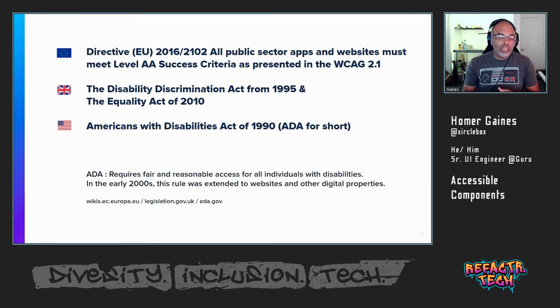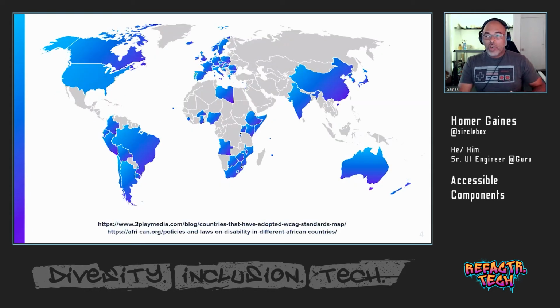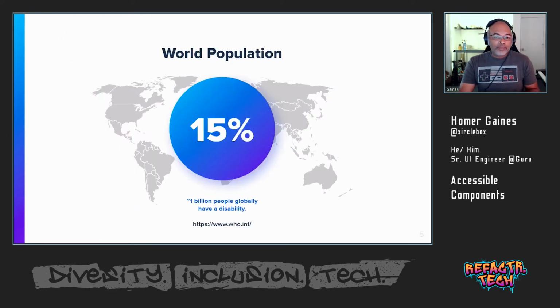We have laws and regulations in roughly 70 countries around the globe that require properties, whether private or government, to have some level of accessibility programmed into them, so that they actually pass the levels of the WCAG. The WCAG are the standards we use to help guide us towards building these accessible apps.